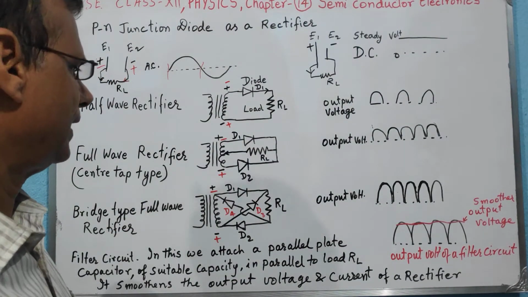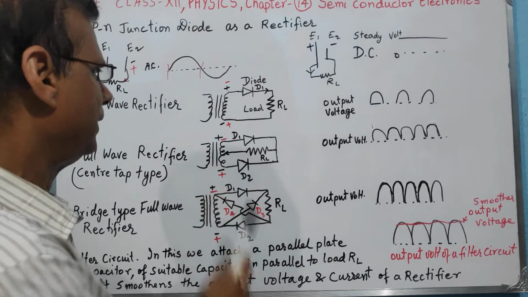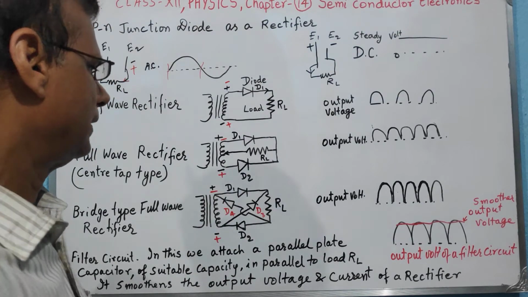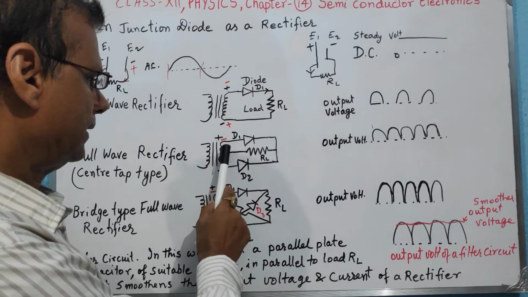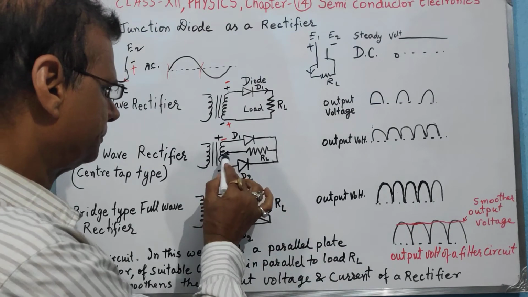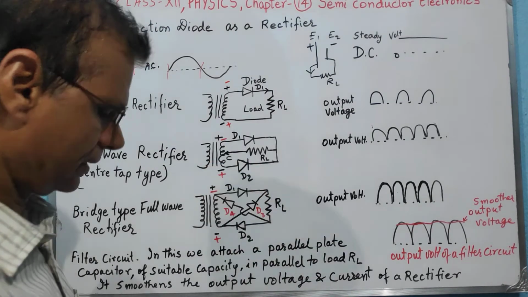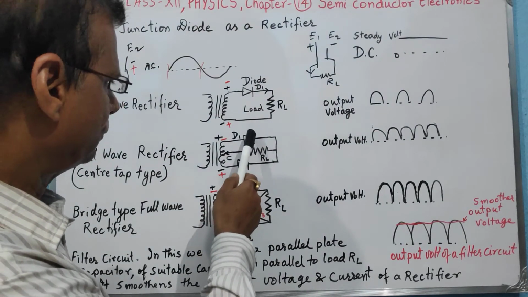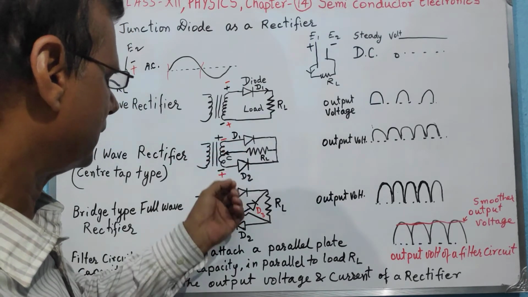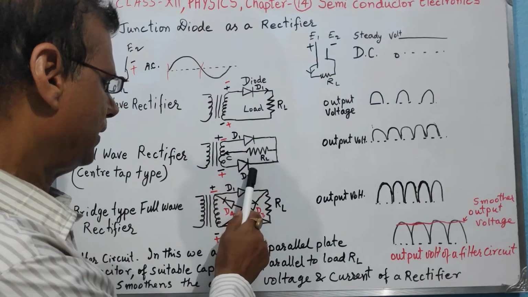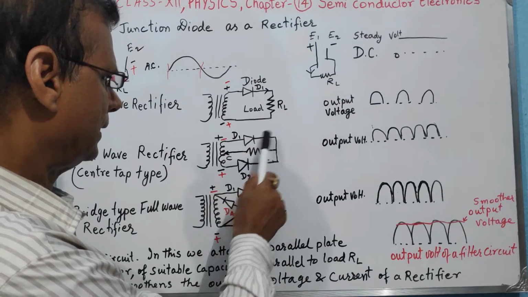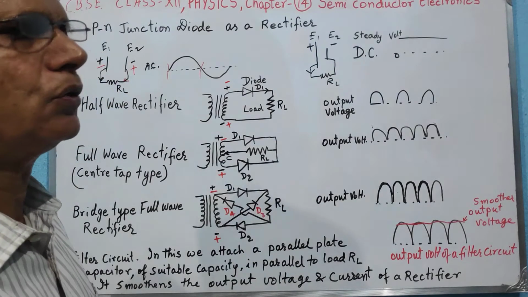Now we have the full wave rectifier of center tap type. Center tap means we have a transformer having three output terminals, so that the output of the transformer can be divided into two parts: the center tap C, the upper part and the lower part. We have connected two diodes, D1 and D2, to the extreme output terminals of the transformer, and a load is connected to the center tap, and the other free ends of the diodes are connected to the load.